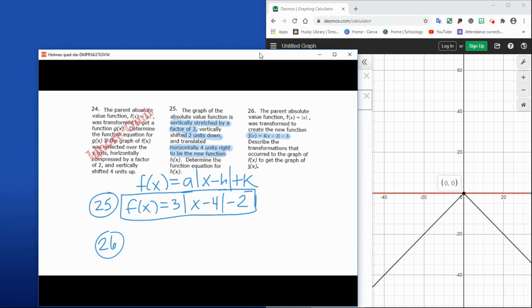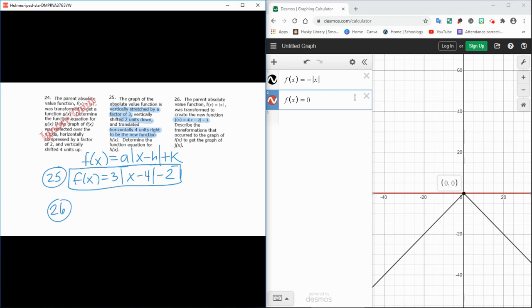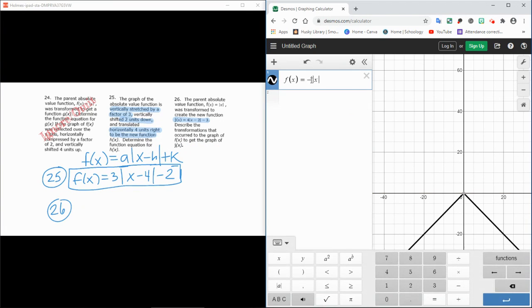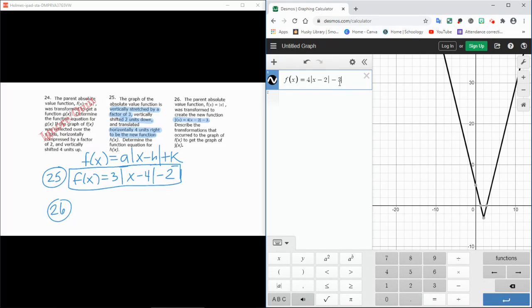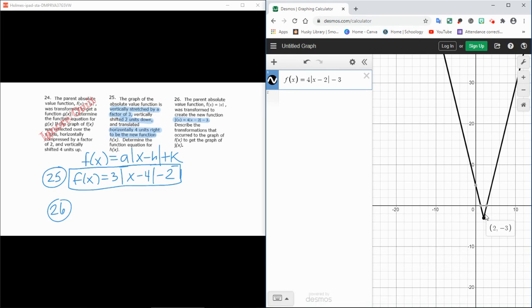You can also just graph it and say f of x equals 4. See how it's narrower? It just got smaller compared to this one, right? Adding the 4 made it stretched. The x minus 2 moves it now 2 units to the right. See how this moves to the right 2 units? And then the minus 3 is going to move it down 3 units. So it started at the center, it moved 2 to the right, 2 down, and it got narrower. And that's really what you're describing here. You're describing the transformation that occurred.